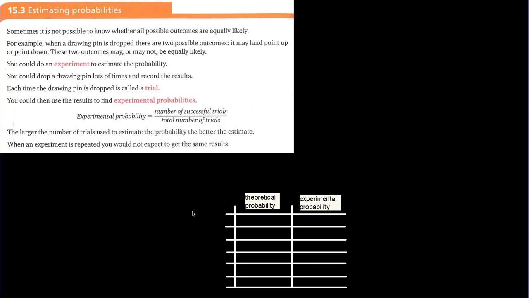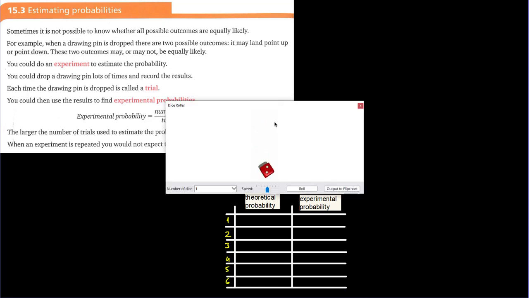And I'm going to show here with this table what is the difference between the theoretical probability and the experimental probability. If you remember the rolling the dice experiment, there are 6 possible outcomes, and we can show 1, 2, 3, 4, 5 and 6 with respect to the number of spots.